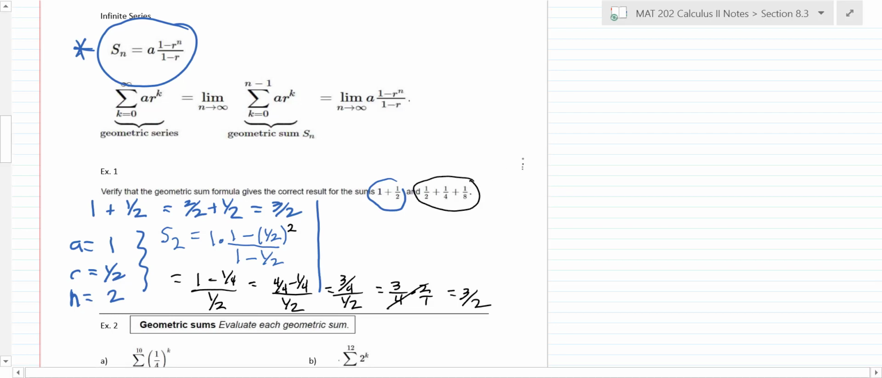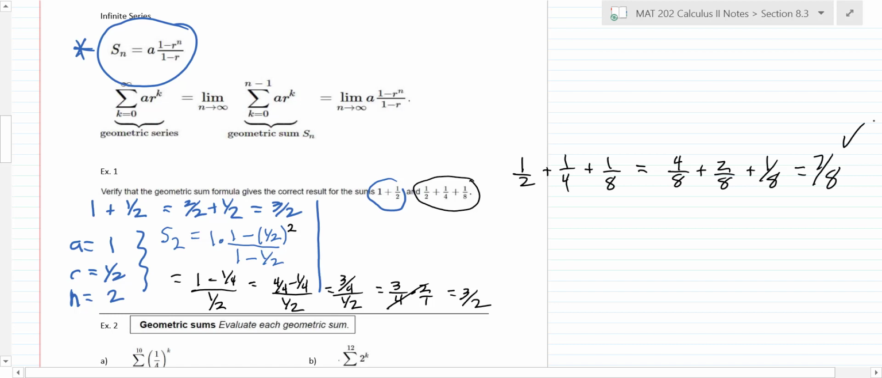Let's work with this one. We have 1/2 plus 1/4 plus 1/8. If you went through and got a common denominator, the common denominator is 8, so I'm going to change 1/2 to 4/8. I'm going to change 1/4 to 2/8. So what does that add up to? 7/8. That's the sum of that series of 3 terms.